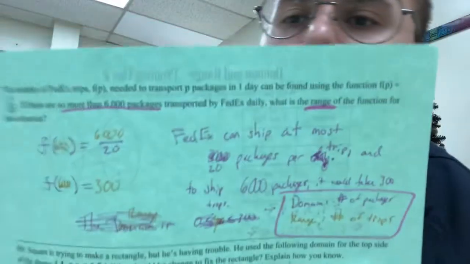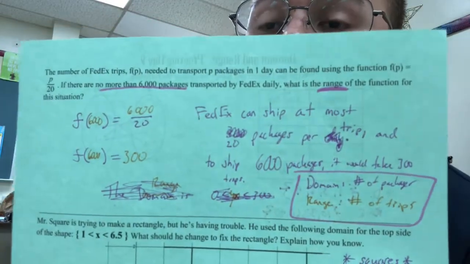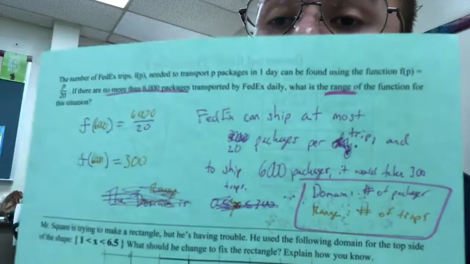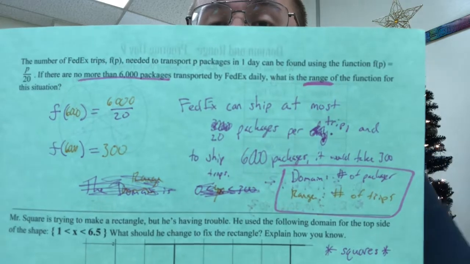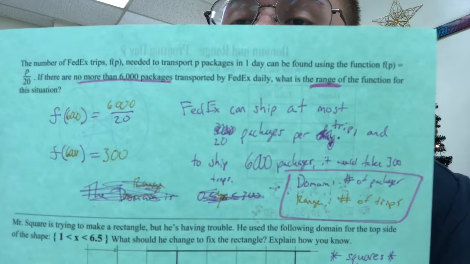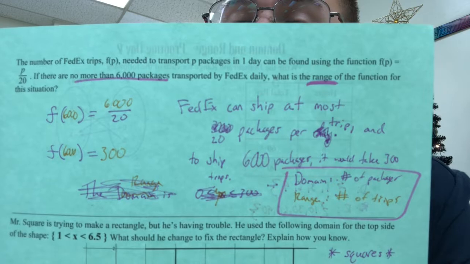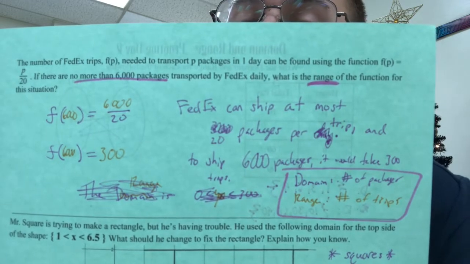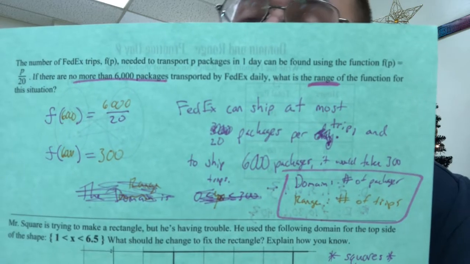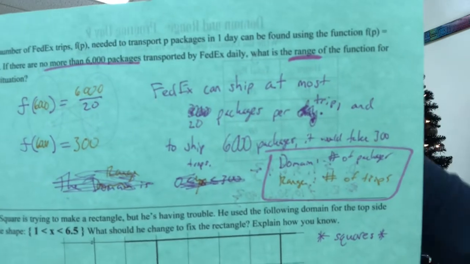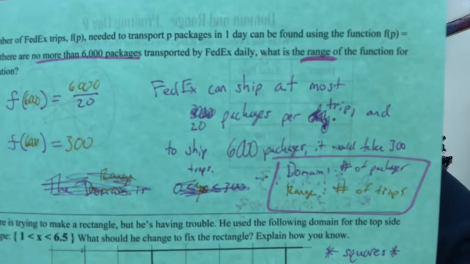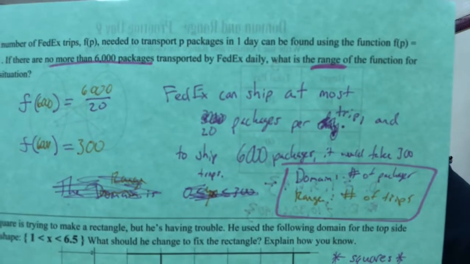All right, so this problem here, we have FedEx, and with holidays, FedEx and UPS and all those guys are really important in getting us our packages. We are given a function, f of p equals p divided by 20, where p is the number of packages, and we know that in one day, FedEx cannot ship more than 6,000 packages, so that's 6,000 packages or less. So if we think about this, packages have to get put on a truck, they have to get delivered. So we want to know, what would the range of the function be?